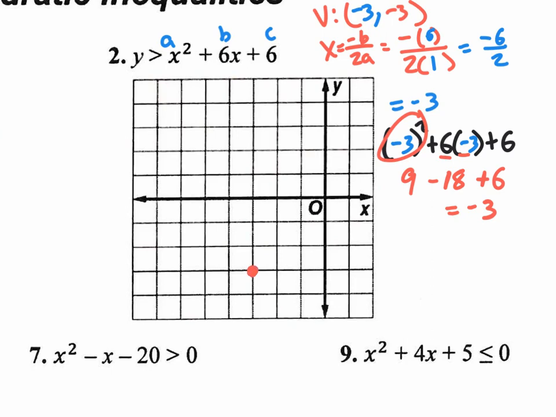Are you with me? Yes. What do you do after drawing the vertex? You draw your axis of symmetry, a vertical line right through it. And could we use a pattern on this one? Yes. What is the pattern? 1, 1, 4, 9.